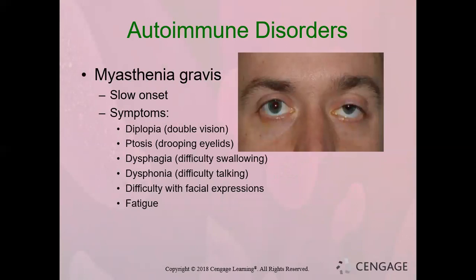Here we have myasthenia gravis. This is a slow onset. They're going to develop drooping eyelids, double vision, difficulty swallowing and talking, and they're going to have a hard time with their facial expressions. They're going to be very, very tired. I have seen this in my career.